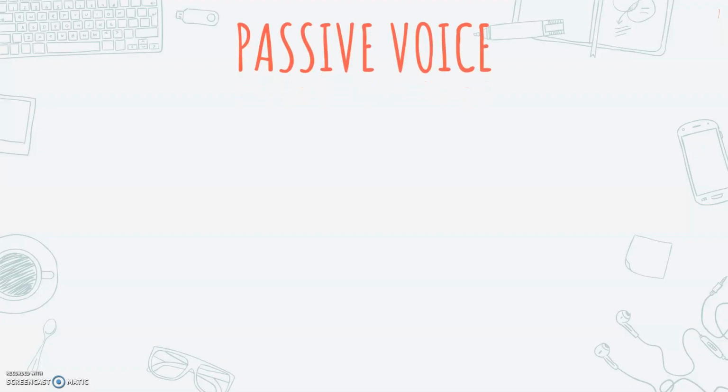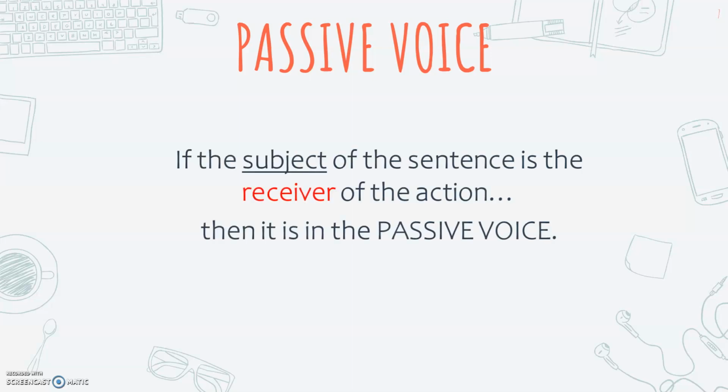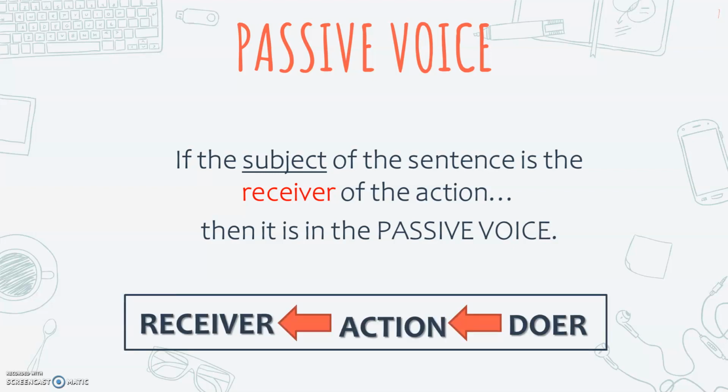Now let's proceed with the passive voice. This refers to the sentence wherein the subject is the receiver or object of the action. For example, the guitar is played by Marilyn.